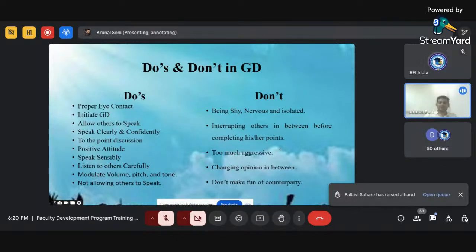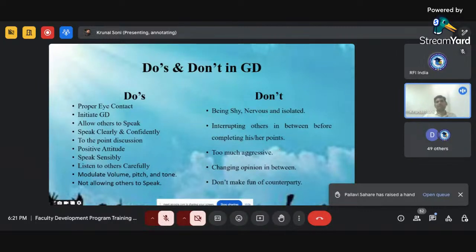Listen to others carefully, right? Whenever you have to oppose something or support something, you should listen very carefully so that you can portray yourself to be on the right mode, right? So that is where you have to have listening skills and the ability to listen to others carefully. Modulate your volume, pitch, and tone. Very, very important that your speaking should be very proper. Your posture, your gesture, and the volume and tone should be consistent. It should not be interrupted in between. So that shows your confidence and your power of knowledge on a particular topic.